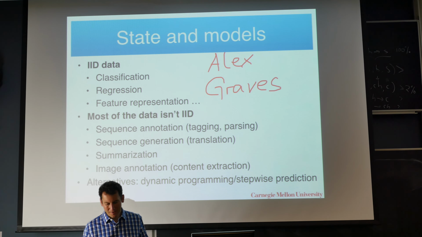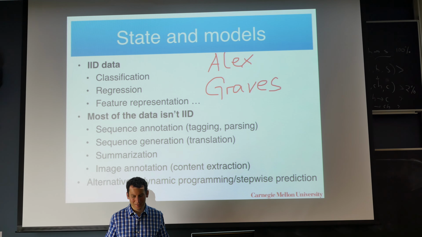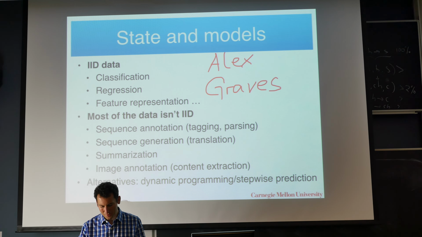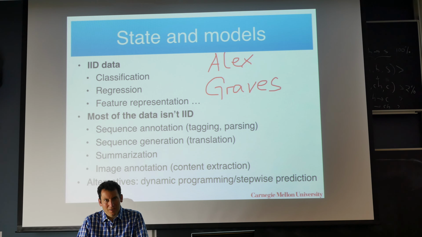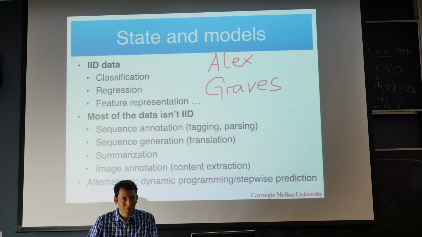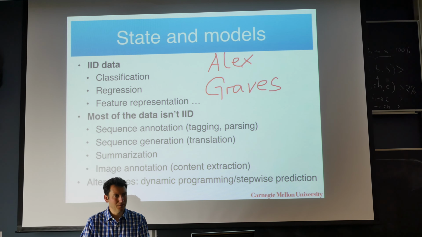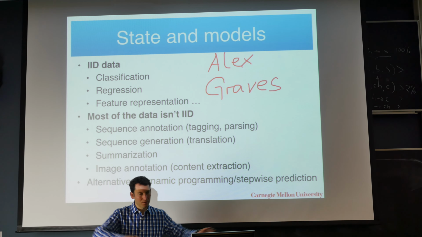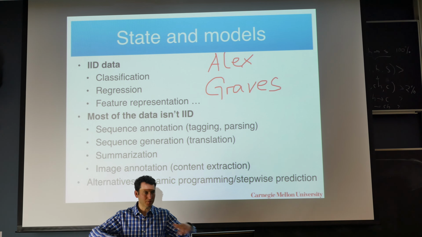Okay, so the simplest thing is you could use IID data, and that's kind of nice. But most of the data isn't really IID. So sequence annotation for tagging, parsing, sequence generation for translation, for document summarization, image annotation, context extraction, all of those things will actually require you to operate on non-IID data. Well, we learned one way of dealing with this, namely through dynamic programming. And dynamic programming is kind of nice because you don't need a lot of intelligence locally, as long as then through forward-backward, you can actually resolve a lot of ambiguities.